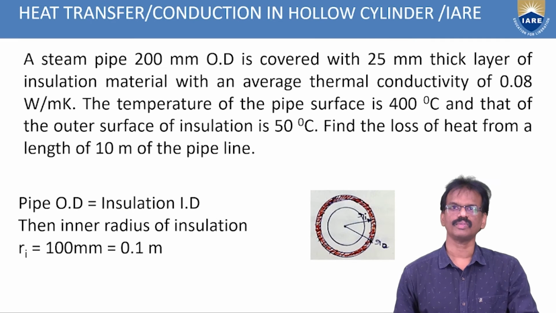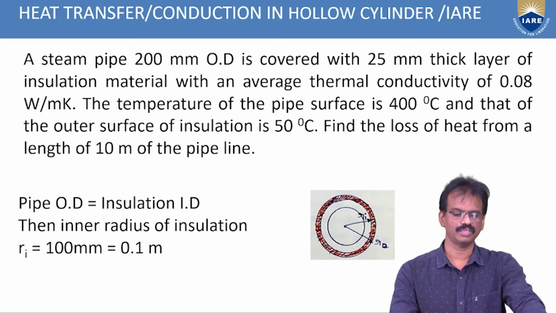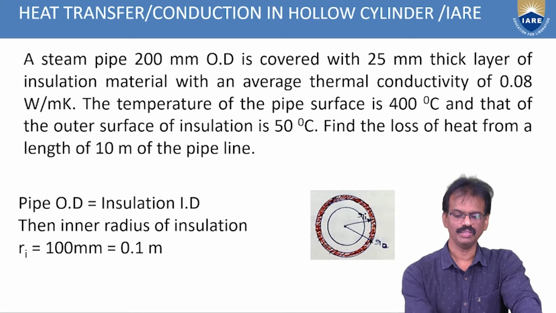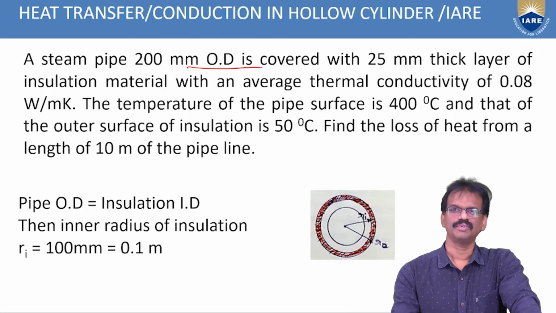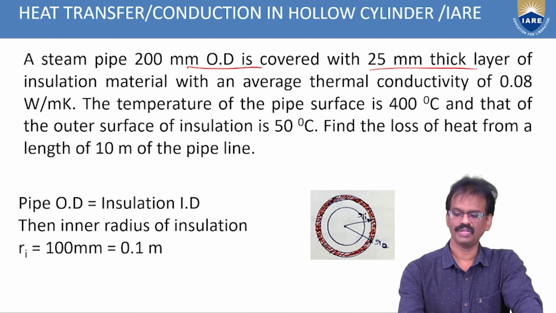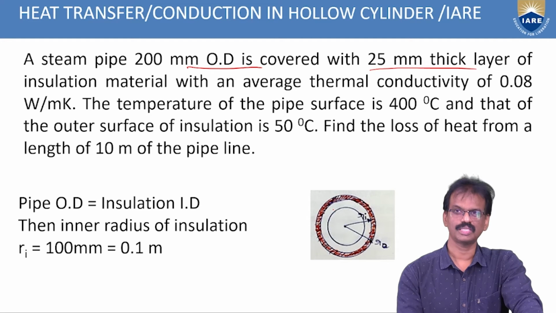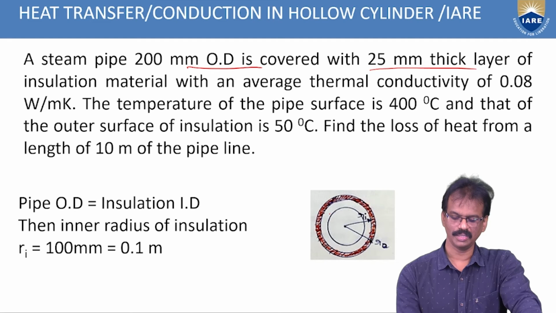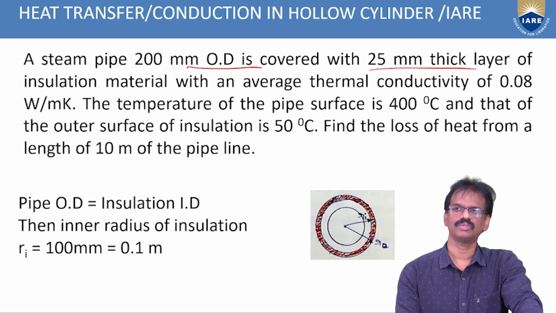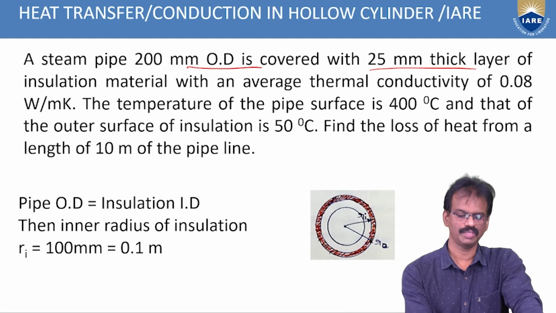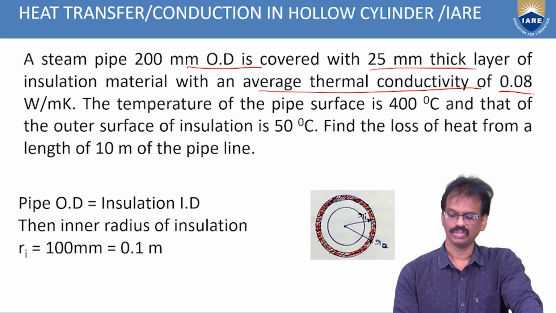This numerical is given: a steam pipe 200 mm OD, so the outside diameter is given, is covered with a 25 mm thick layer of insulation. This is the steam pipe, a hollow steam pipe with an inner diameter and an outer diameter of 200 mm. On this cylinder, a thick layer of insulating material is covered, with an average thermal conductivity, which is given.